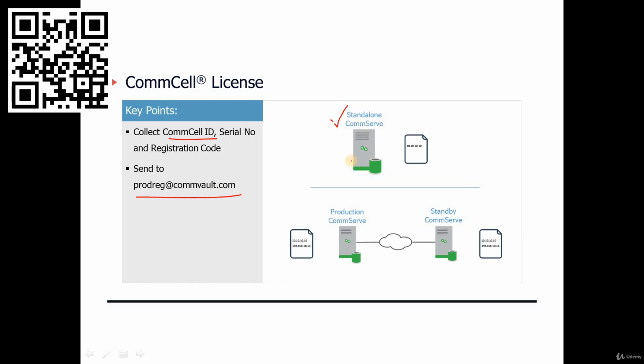Now what type of licenses can you purchase? You can purchase a standalone license, so that you will get a single license for your CommServe, or you can purchase a dual license where you get a license for the production CommServe IP address as well as a standby CommCell IP address. So when you order a dual IP license, you have to provide the IP addresses of both your production and your standby CommServe so that CommVault can bind it and give it to you. You will be getting the license keys in the form of an XML file via email. That file you have to apply.